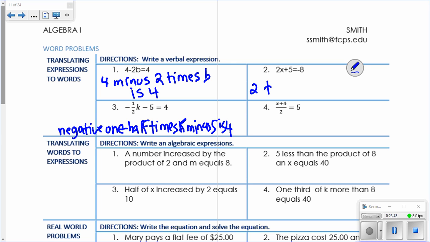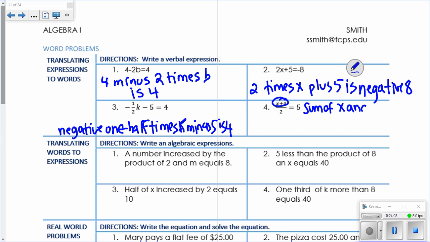So 2 times x plus 5 is negative 8. For number 4, remember I talked about quantities? When you have something on top, like 2 or more terms on top, this is the sum of x and 4, the sum divided by 2 is 5. Okay?